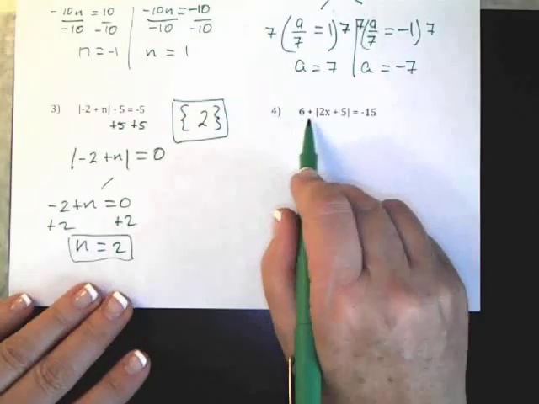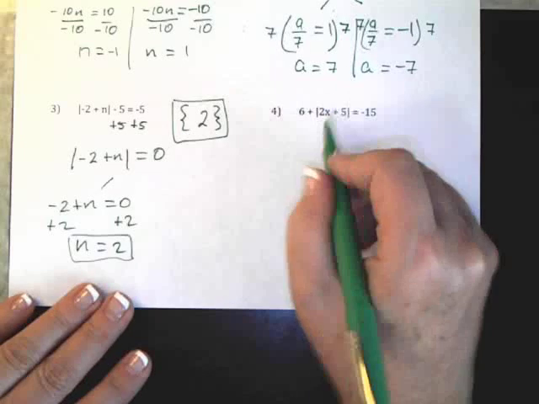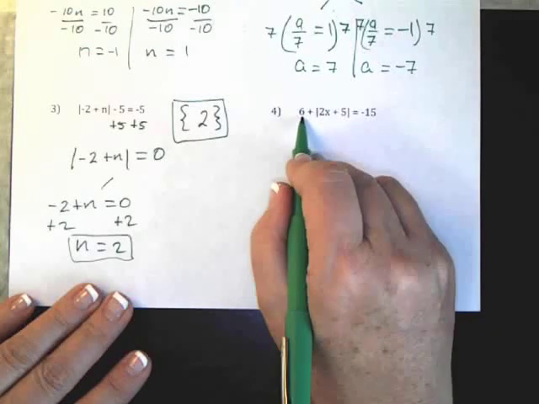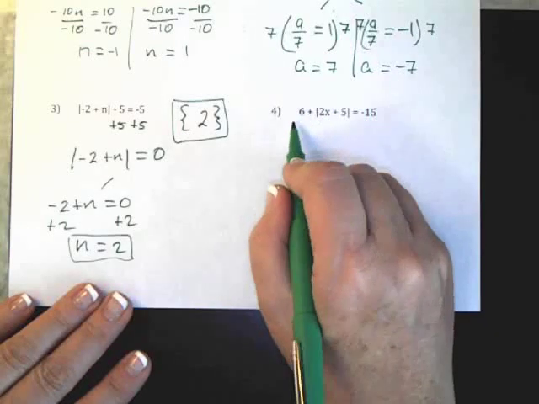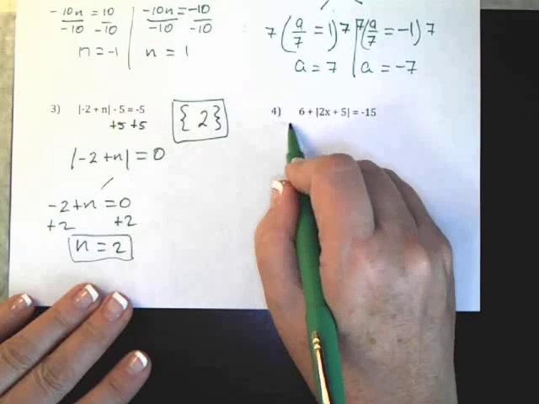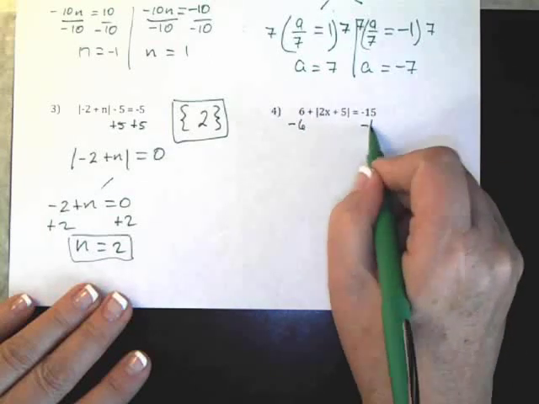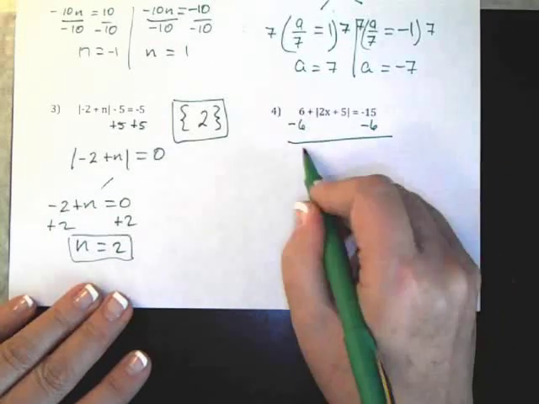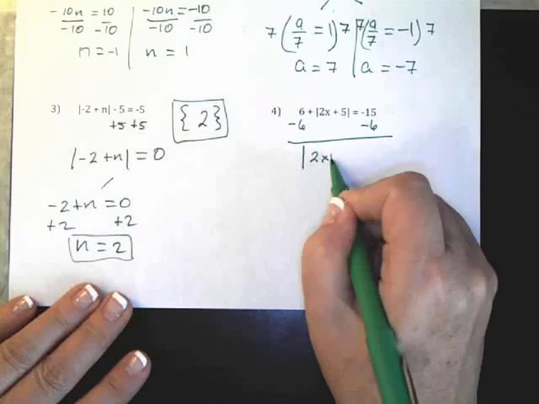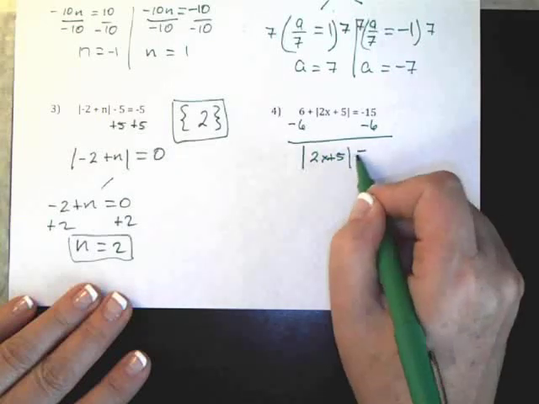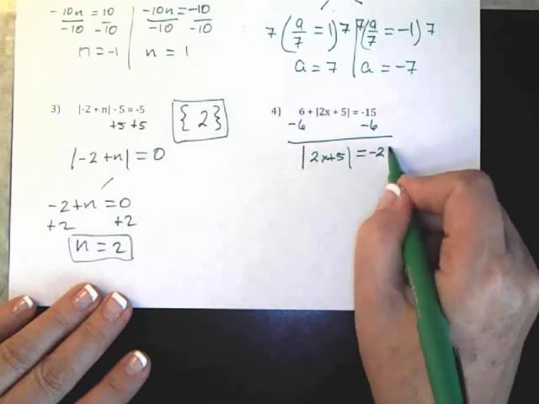For number 4, notice this 6 is added to the absolute value. So to get rid of this 6, make sure you're not dividing. The opposite of adding 6 would be subtracting 6 from both sides of the equation. So we have absolute value of 2x plus 5 is equal to negative 21.